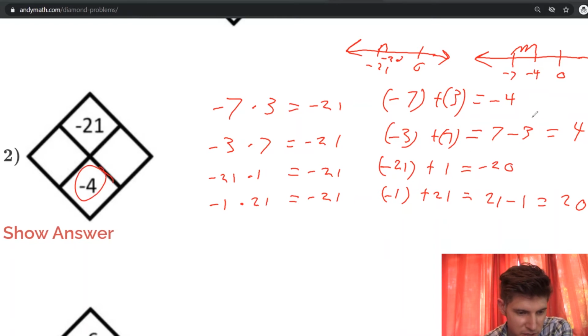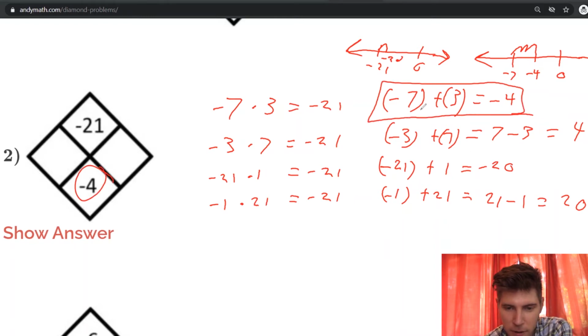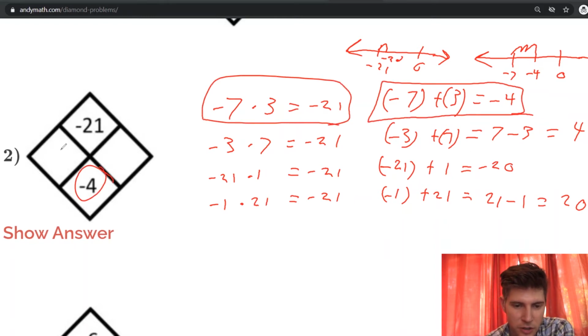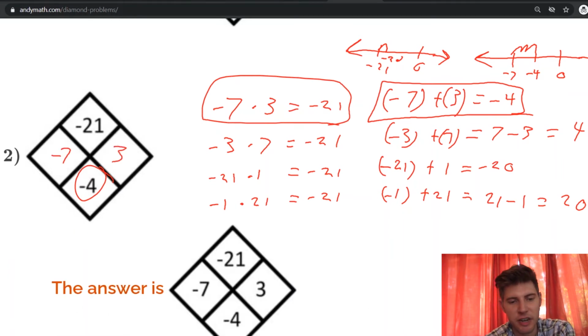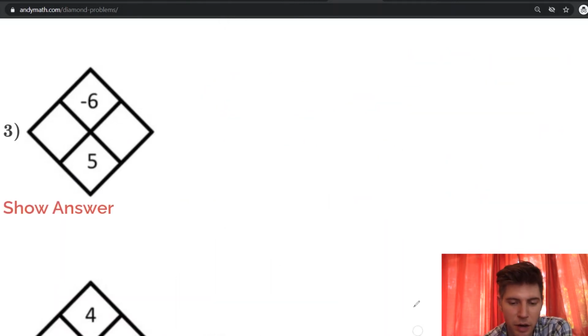And the one that gives us the negative 4 is this top one. So we know those are our two numbers. It's going to be negative 7 and 3. So the way we did this, we listed everything that would multiply to give us negative 21, and then we added them and saw which ones would give us the negative 4. Negative 6 and positive 5.